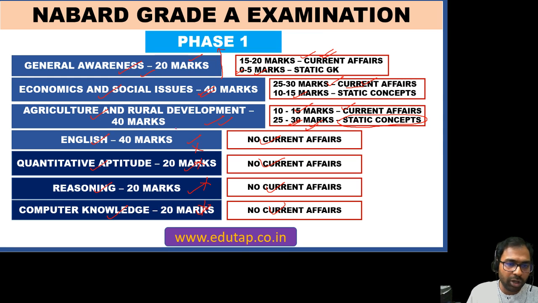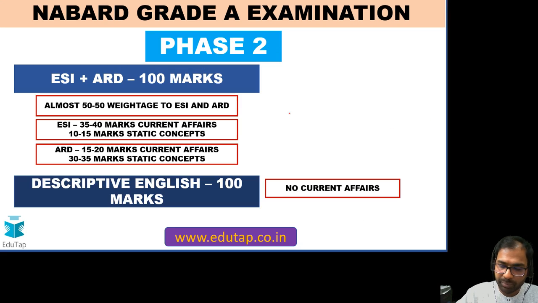So this is all about phase 1 of the NABARD grade A examination, that is, the importance of current affairs in NABARD phase 1. In GA the importance is very high, in ESI the importance is very high, and in ARD the importance is moderate, not very high, not very low, moderate. 10 to 15 marks current affairs, 25 to 30 marks of static concepts.